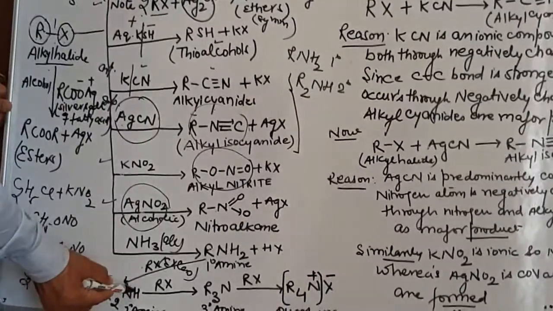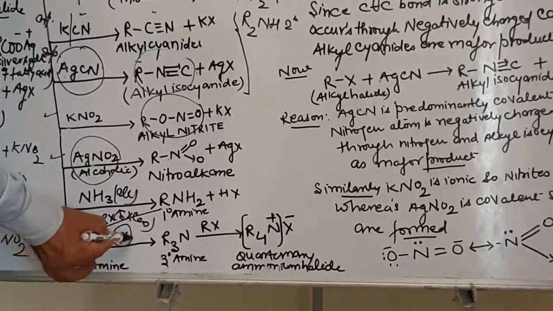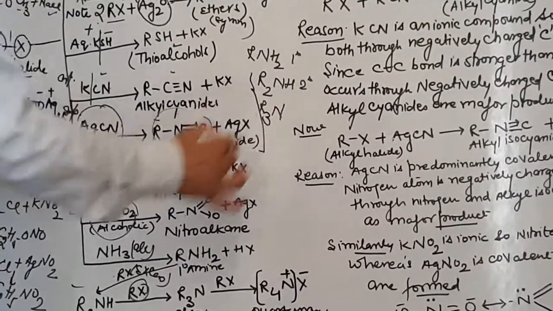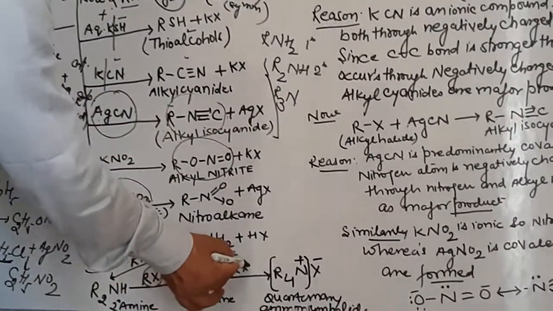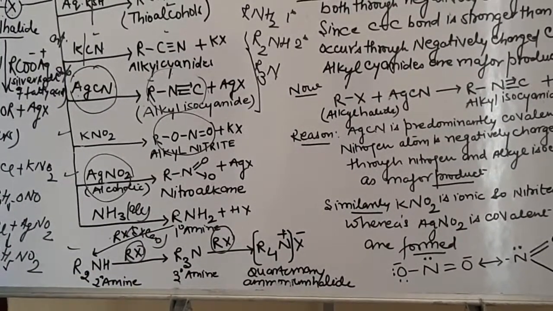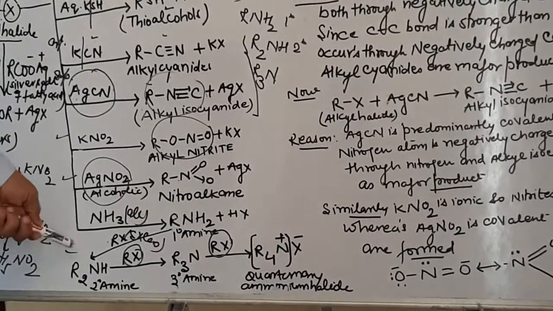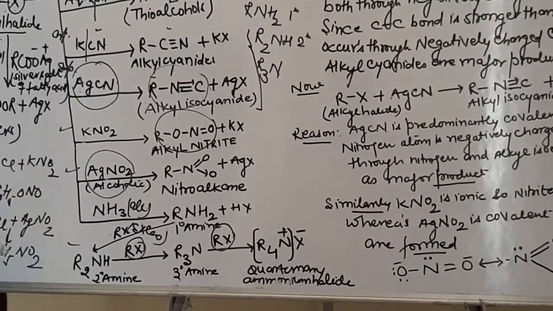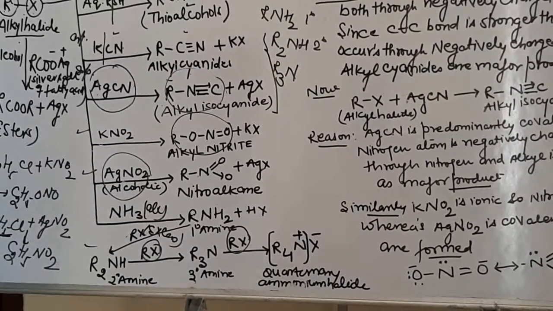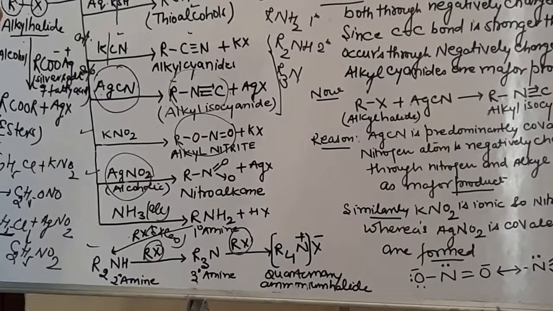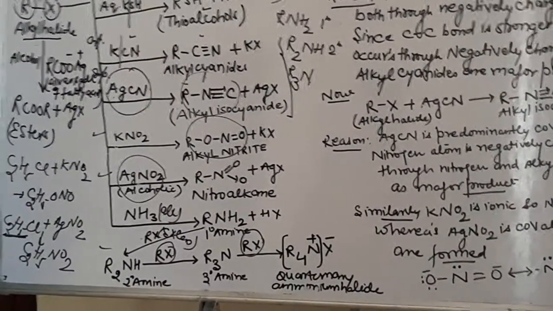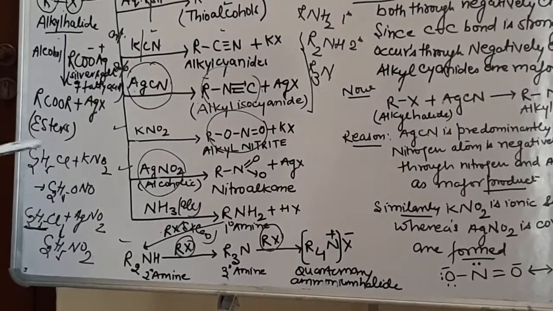And then further, the 2 degree amine again reacts with excess alkyl halide. It will result in the formation of a 3 degree amine. A 3 degree amine, when it again reacts with alkyl halide, will result in the formation of a quaternary ammonium salt. And this reaction is also known as Hofmann's ammonolysis reaction, which has been asked in the board examination. So alkyl halide, when made to react with ammonia, will result in the formation of a mixture of 1 degree amine, 2 degree amine, 3 degree amine and a quaternary ammonium salt. And what do we call this reaction? It is called Hofmann's ammonolysis reaction.